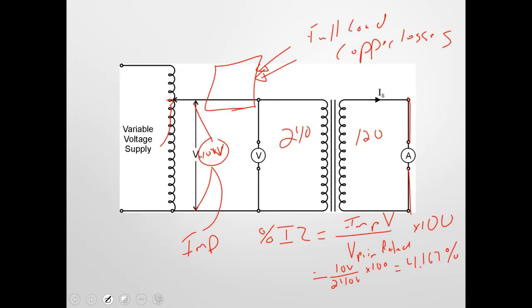The percent impedance is valuable to us because it can tell us what our maximum secondary current flow under short circuit conditions is. So we calculate how much current this transformer can put out under short circuit conditions. And why is that important?